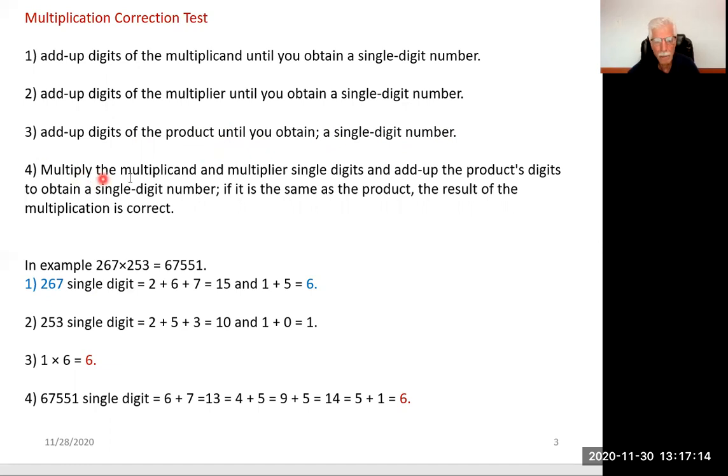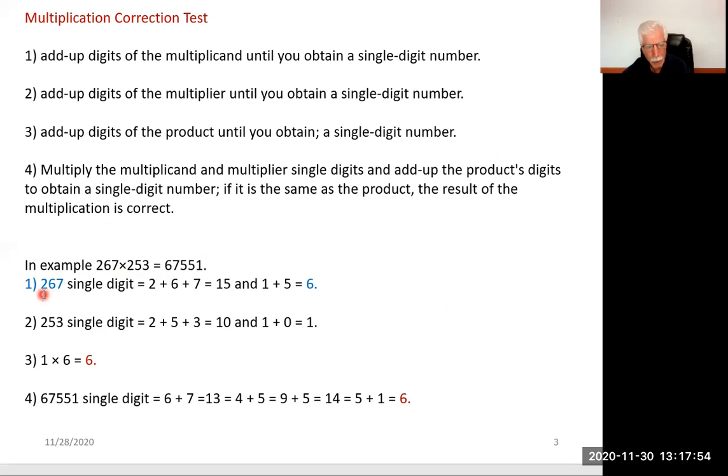In the fourth step, multiply the multiplicand and multiplier single digits and add up the product's digits to obtain a single digit number. If it is the same as the product, the result of the multiplication is correct. Now, we will try this method in our example that we already explained. So in our example, we multiplied 267 by 253, and our product is 67,551.